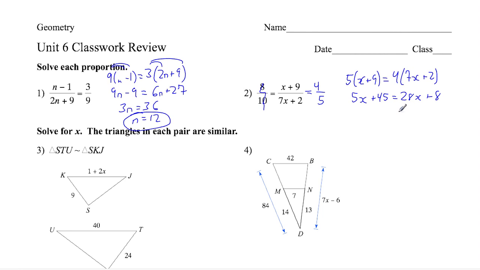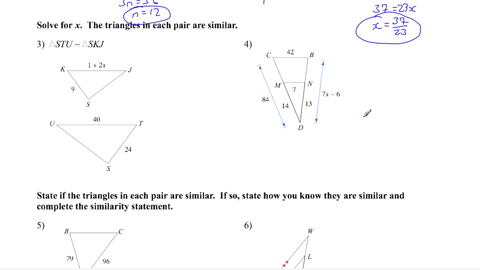So I could subtract the 5x from both sides, so I get 23x is equal to, if I subtract the 8 from both sides, 37. Divide by 23, so I get x is equal to 37 over 23. No need to put that in a calculator and get a decimal. Leaving it as that fraction is fine.